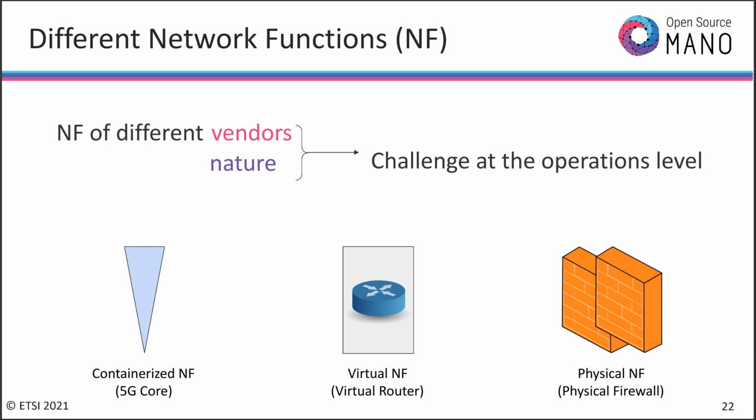But of course, OSM and telcos will always have to deal with a variety of network functions, both in terms of vendors and nature. In terms of vendors, because there could be one network service that contains several network functions from different vendors, and in terms of nature, because we have to deal with containerized network functions that may live in Kubernetes, virtual network functions living in a virtual infrastructure manager like OpenStack, or even physical network functions, where the network function is a physical appliance. So this variety presents a challenge at the operation and integration level because we need a standardized way of operating all these different kinds of network services.